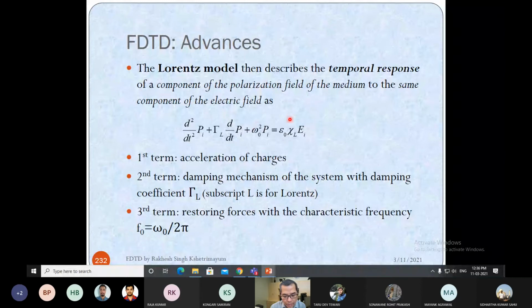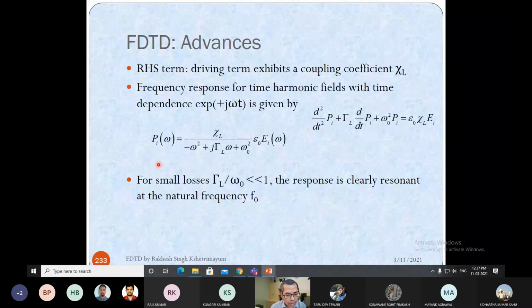And what are we supplying to the medium? We are supplying electric field Ei, and this chi L is called the coupling coefficient for the Lorentz model. Epsilon 0 is the electric permittivity for free space. So this is the Lorentz model for the polarization field with respect to the electric field applied to the medium. This model is very simple. You have double differentiation, single differentiation, no differentiation. Then you are applying something on the right hand side. Chi L is the coupling coefficient. Okay, so this is the model we have here.